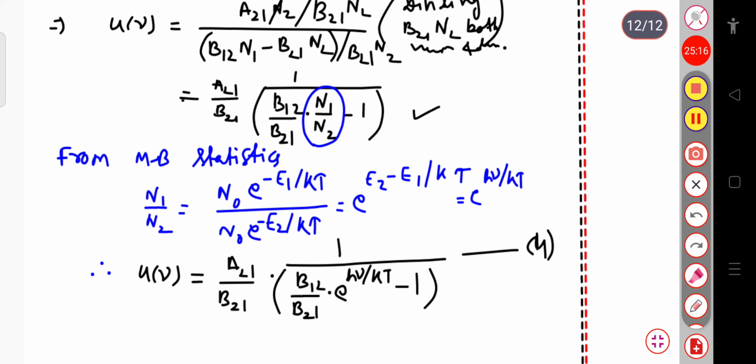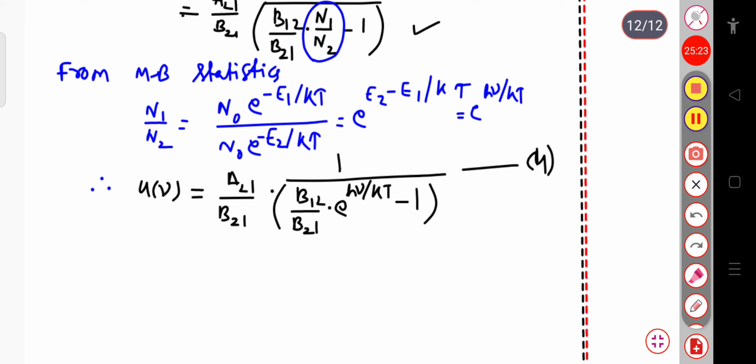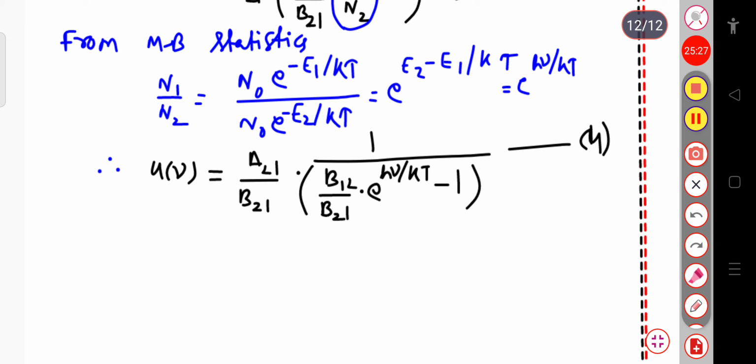And this equation must be consistent with the black body radiation. So let me write this equation. It must be consistent with the black body radiation.